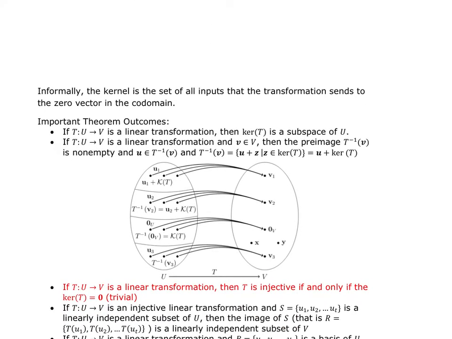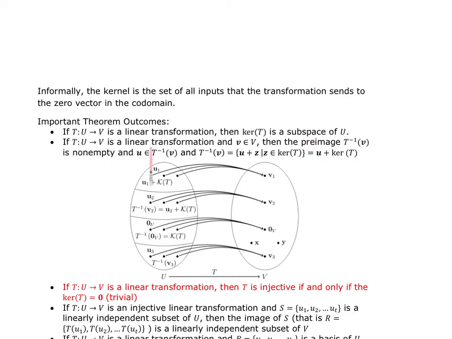Now we're going to talk about some important theorems that will help us as we practice determining whether or not our linear transformations are surjective, injective, or bijective. The first one is that the kernel of T is a subspace of U. Remember, the kernel of T is the set of elements in U that are sent to the zero vector in V, and the kernel itself will be a subspace of U. So everything that we know about subspaces will hold true.